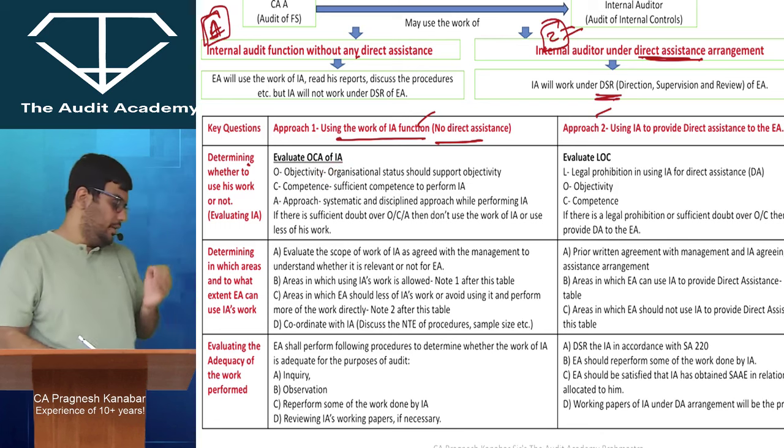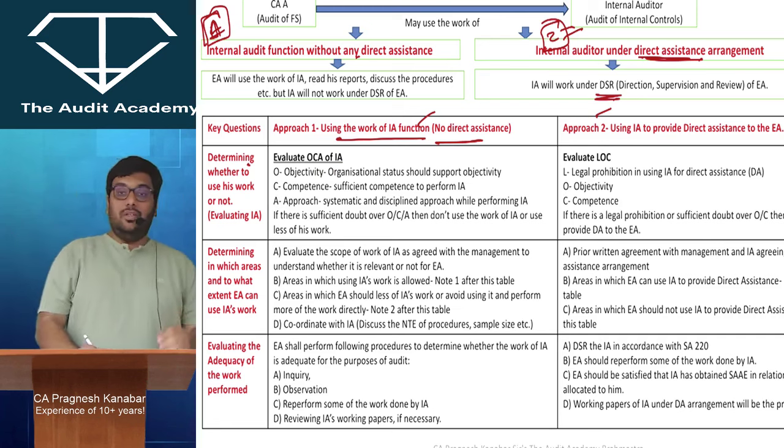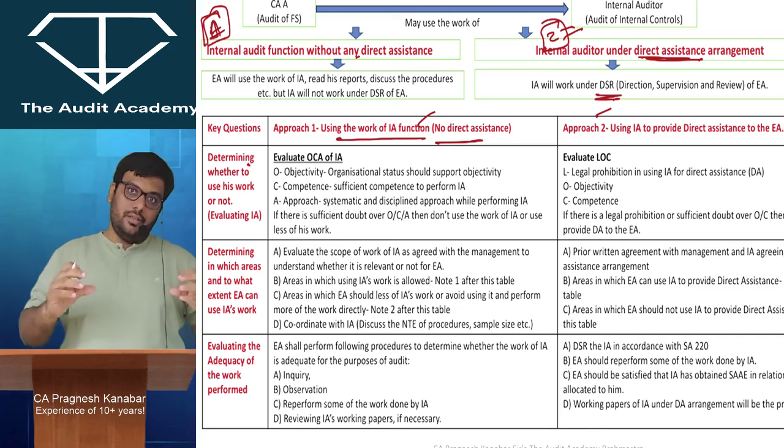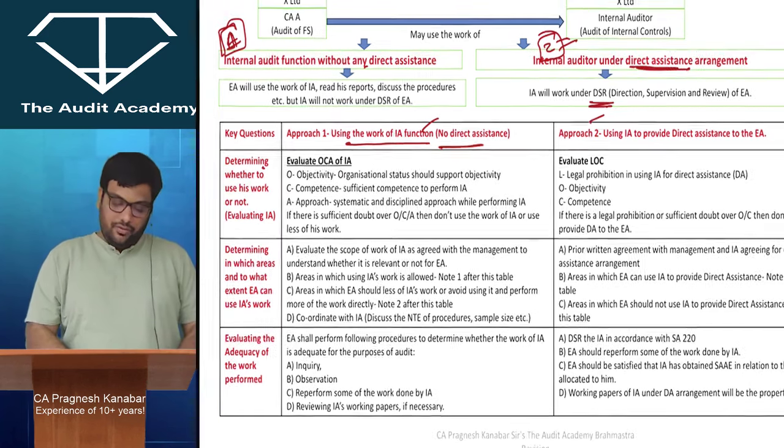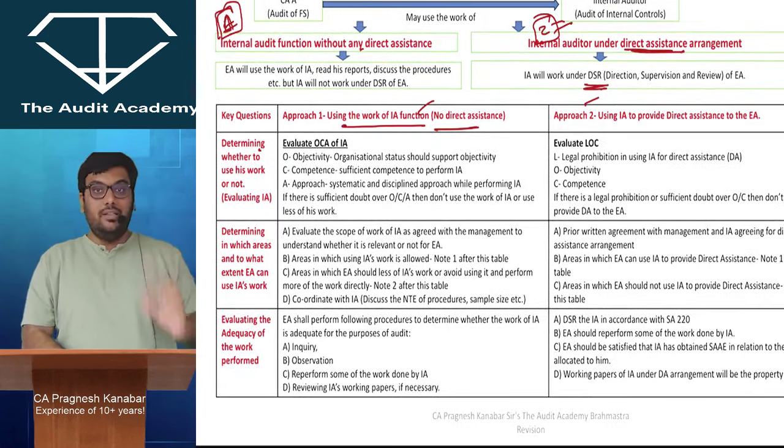I'm intentionally going a little slow, even though it is a revision video, because it is a tight rope walk. If you do it, it is a shortcut to reach the destination. Otherwise, you will fall down, right? So if you have used the shortcut, we need to ensure that we are going a little slow over here.